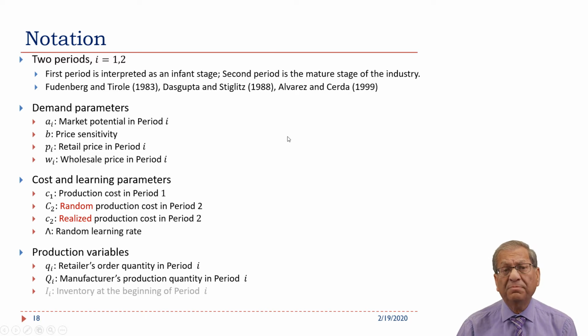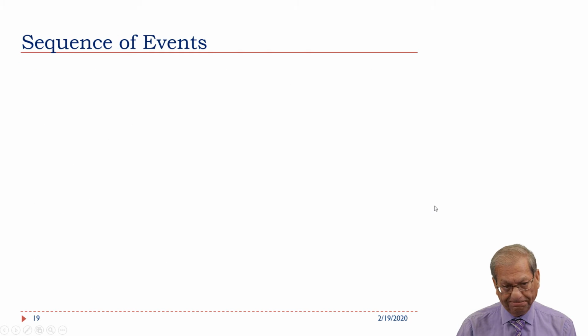There are cost and learning parameters. C1 is the production cost in period 1. Big C2 is the random production cost in period 2, which is not known in period 1. But in period 2, it will be realized, and when it's realized, we will denote it by lowercase c2. Lambda is the random learning rate, which is a random variable. And the production variables are small q_i, the retailer's order quantity in period i, and big Q_i, the manufacturer's production quantity in period i.